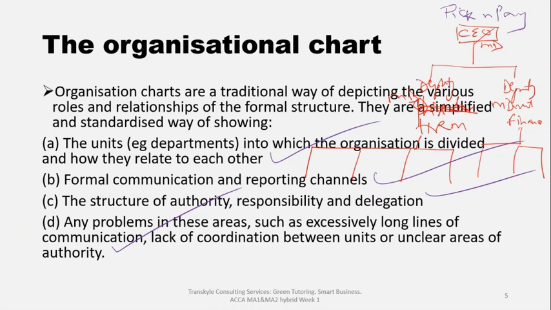This is just a structure, a traditional way of depicting the various roles and relationships of the formal structure. They are a simplified and standardized way of showing the units, for example, departments, into which the organization is divided and how they relate to each other. As you can see here, in terms of relationship, we can easily see that the CEO or managing director is at the top, followed by the deputy managing directors, for example, the HRM and the finance. But we can easily see that these guys here are of the same rank, but they are all below the MD.